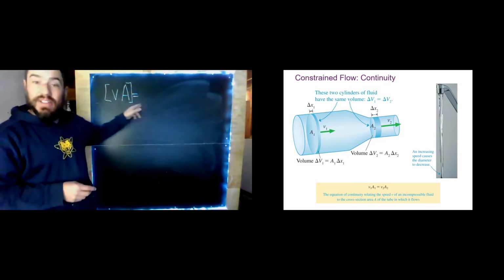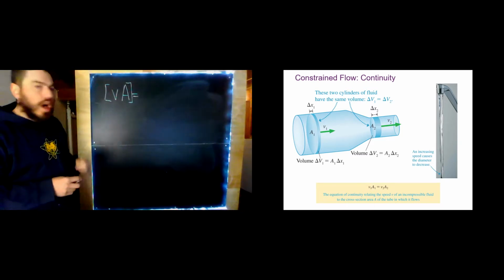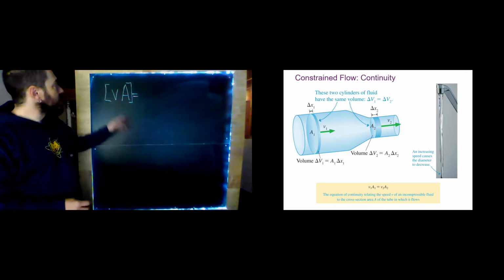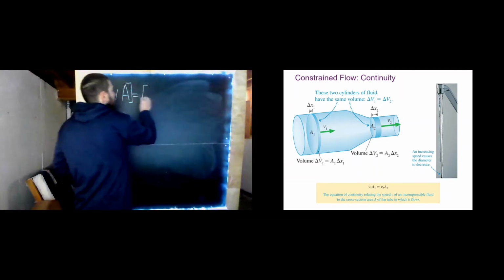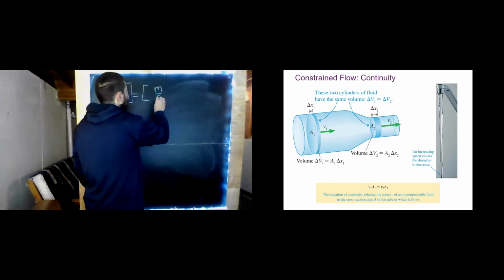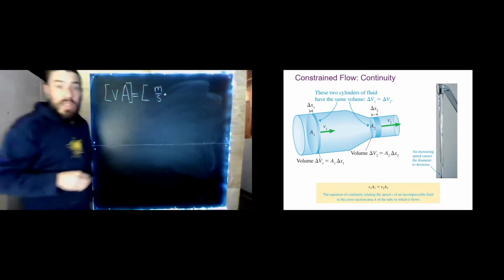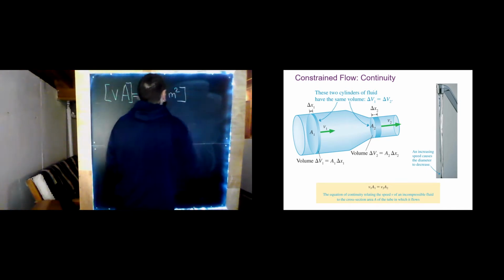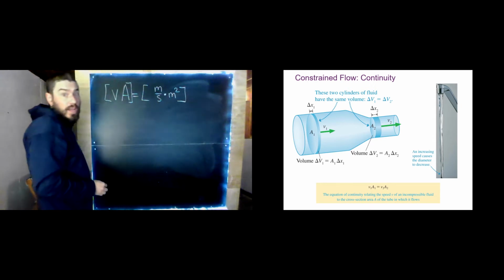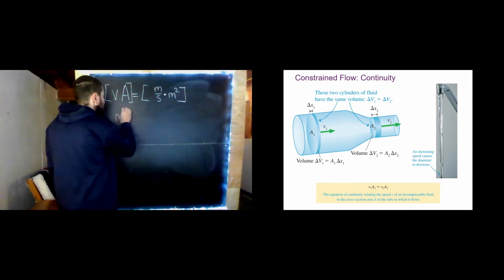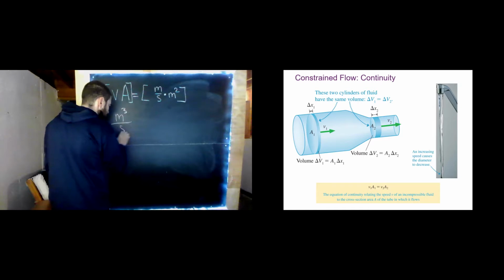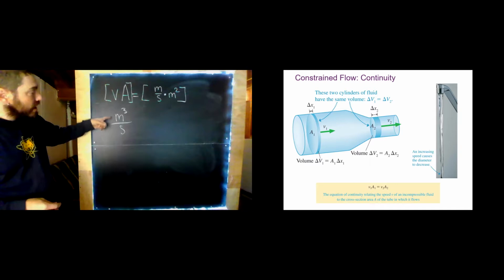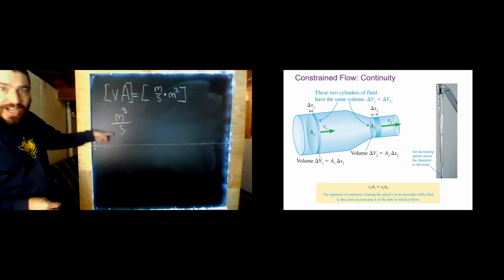Now, when you put these square brackets around something, that's fairly standard, fairly common notation to indicate we're going to talk about units. So, what are the units of velocity? Well, the units of velocity are meters per second. And, of course, the units of a cross-sectional area are meters squared. And so, what do you get with a meter per second times a meter squared? Well, that's meters cubed per second. Well, meters cubed is a volume, isn't it? So this is volume per time.